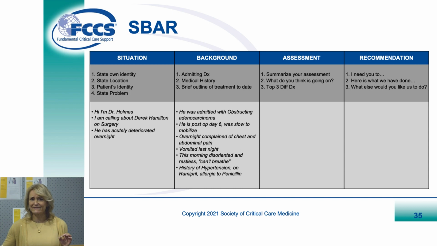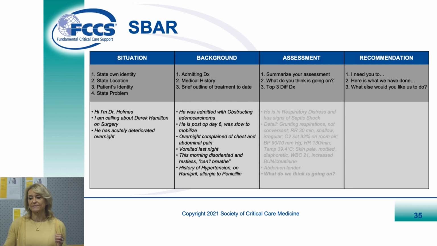Background, brief. Admitting diagnosis, pertinent medical history, and outline treatment to date. He was admitted with obstructing adenocarcinoma. He had a primary resection and anastomosis. He was post-op day 6 now. He's been slow to mobilize. Overnight, he complained of chest and abdominal pain. He vomited last night. This morning, he's disoriented and restless. He says he can't breathe. And he has a history of hypertension on ramipril, allergic to penicillin.